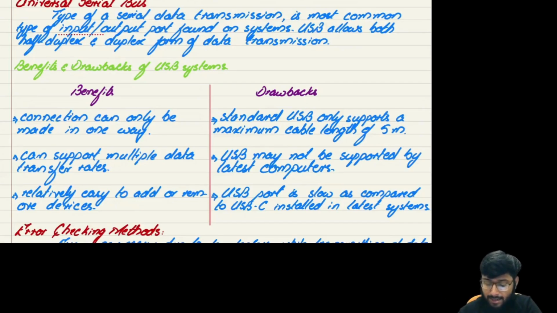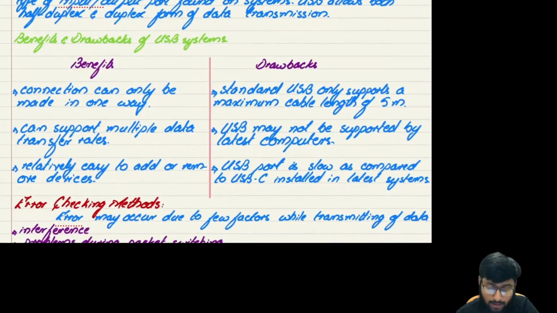Drawback: standard USBs only support a maximum cable length of 5 meters. Yes, you may utilize an extension, but it won't be transmitting the data at the same rate as it would with the 5-meter cable. Now they are saying it can support multiple data transfer rates, so we just discussed the other drawback. They are saying USB may not be supported by the latest computers. As I started with, now we have moved to Type C. First we moved towards Lightning, and then we moved towards Type C. So these are the newer things.